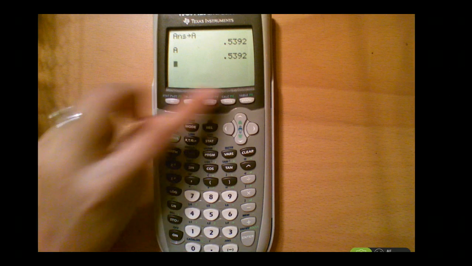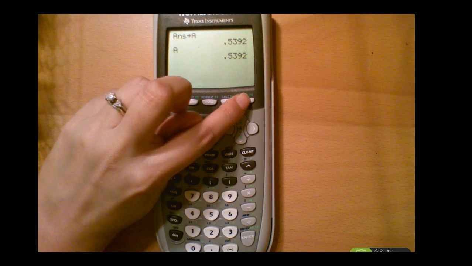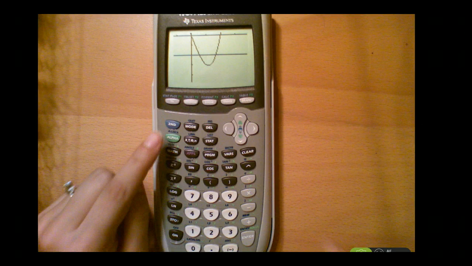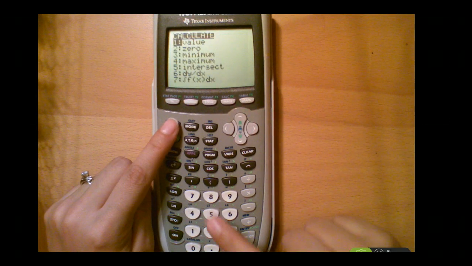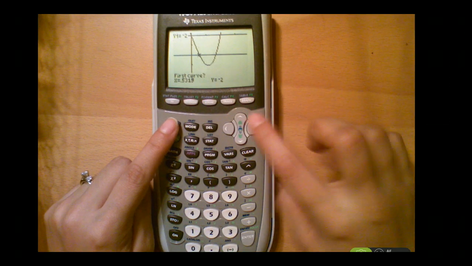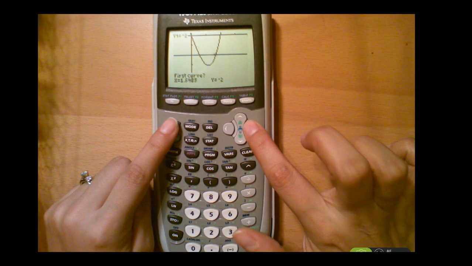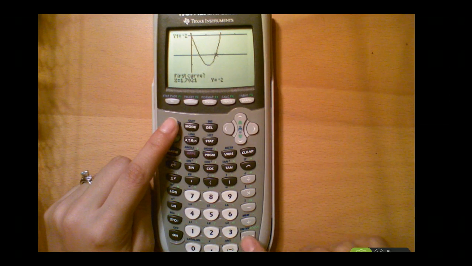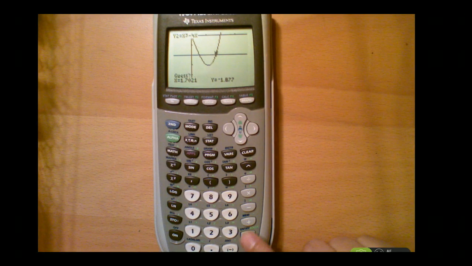So now let's go back to the graph, because that was only one of the points of intersection we try to find. So repeat the process. We're going to go to second trace for calculate, 5 for intersect. Now I'm going to move on over to the other point of intersection using the right arrow button. Hit enter because I'm close to it. Now I'm on the curve, and I'm still close to the point, so I'll hit enter again and enter again.